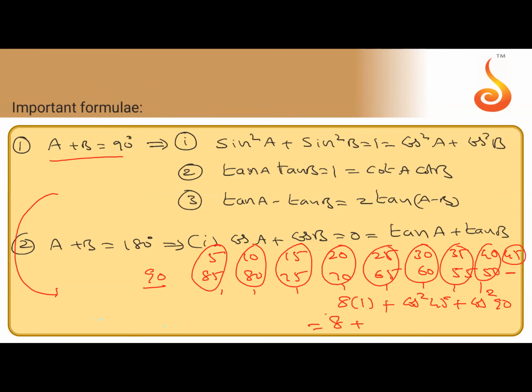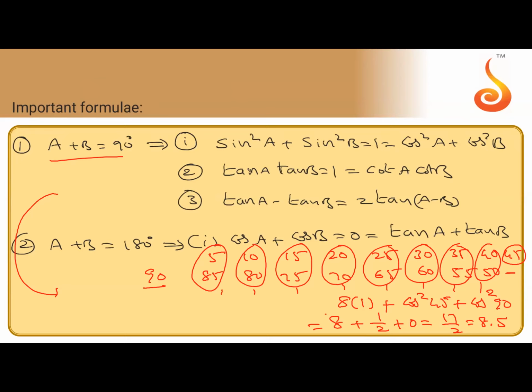8 plus cos square 45, which is 1 by root 2 whole square, that is 1 by 2, plus cos square 90, which is 0. The answer is 17 by 2, or you can take 8.5. If they are asking a numerical question, 8.5 is the answer here. Understand this question? How to solve? If they are asking sine square, the same question with sine square 5 and so on, what would the answer be? 8 plus sine square 45 plus 1. Yes, Samhita, correct. Yes, 9.5. Very good. One more term, because sine square 90 gives 1. That is 9.5 if it is sine square terms. That's the logic behind the question.